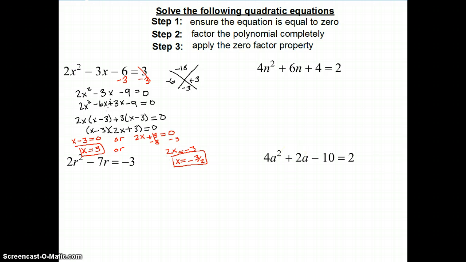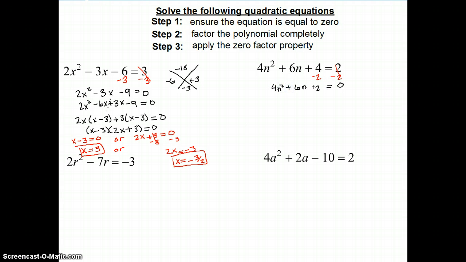On the right, I do not have a 0 on one side of my equation, so I must subtract 2 from both sides. Subtracting 2 from the right leaves me with a 0, and on the left I make sure to subtract from that constant term, leaving me with a positive 2. I still have a positive 6n and a positive 4n squared in front.